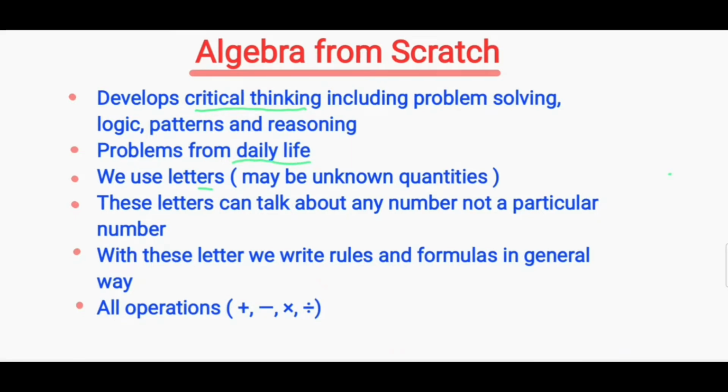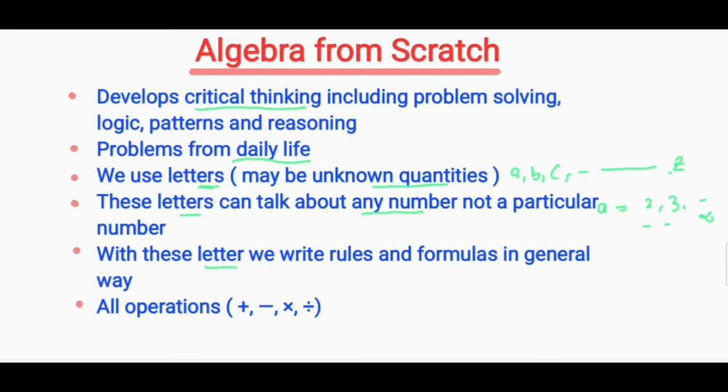In algebra, we use letters to represent unknown quantities like A, B, C and so on till Z. And these letters stand for any number, not a particular number. Like A can be 2, 3, 4 until infinity, any number it can be. In algebra, we use these letters to write rules and formulas in a general way, and we use these rules and formulas for solving our problems. As these letters represent numbers, we can perform all the operations on them like addition, subtraction, multiplication and division.